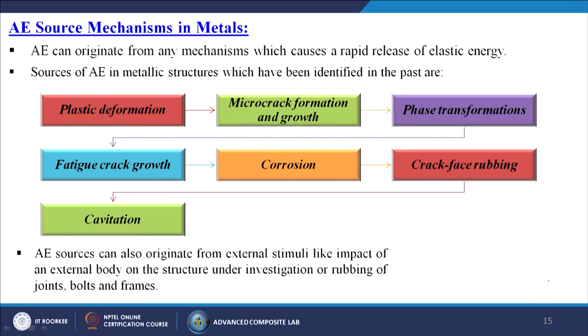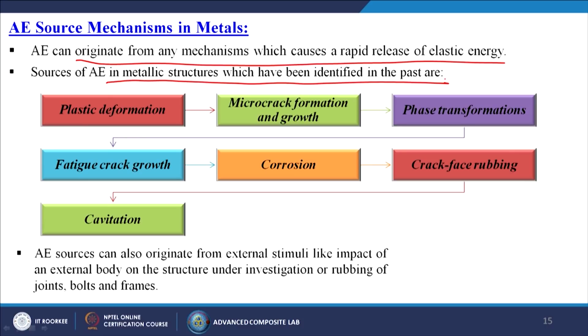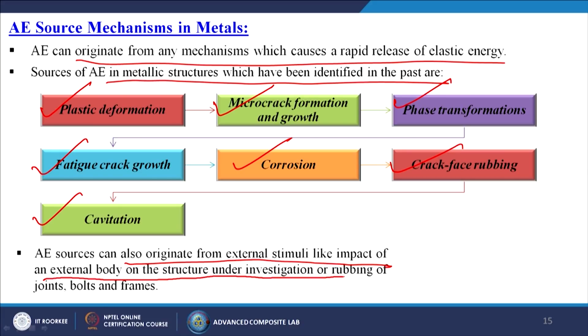AE source mechanisms in metals: AE can originate from any mechanism which causes a rapid release of elastic energy. Sources of AE in metallic structures which have been identified in the past include plastic deformation, micro crack formation and growth, phase transformations, crack face rubbing, corrosion, fatigue crack growth and cavitation. AE sources can also originate from external stimuli like impact of an external body on the structure under investigation, or rubbing of joints, bolts and frames etc.